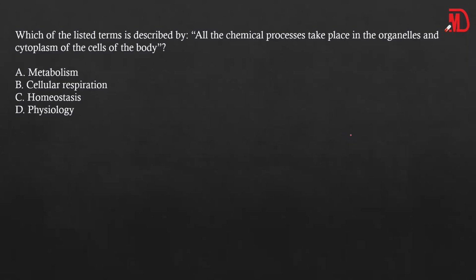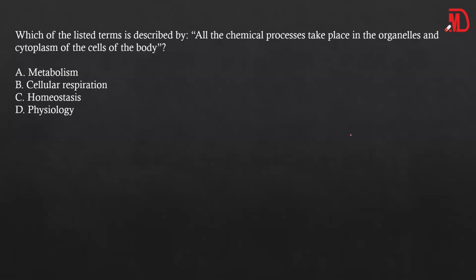Which of the listed terms is described by all the chemical processes that take place in the organelles and cytoplasm of the cells of the body? In other words, this is a definition for a particular term. What is it? Is it metabolism? Is it cellular respiration? Is it homeostasis? Or is it physiology? Well, this actually refers to metabolism.